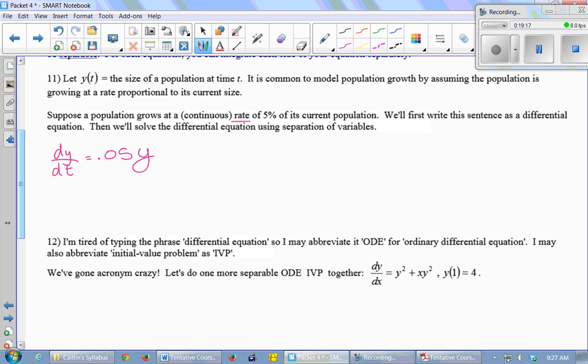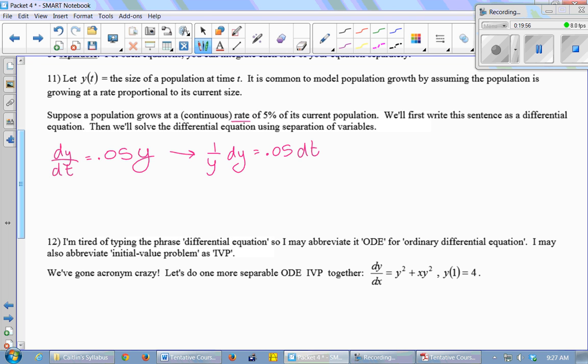So I've written a differential equation, and I want to solve it by using separation of variables. That means I'm going to treat dy dt like a fraction, and collect everything with y's, including the dy, and everything with t's, including the dt, on separate sides of the equation. So I'm going to rewrite this: 1 over y dy equals 0.05 dt. Just divide both sides by y and multiply both sides by dt.